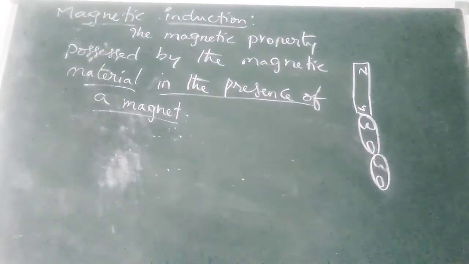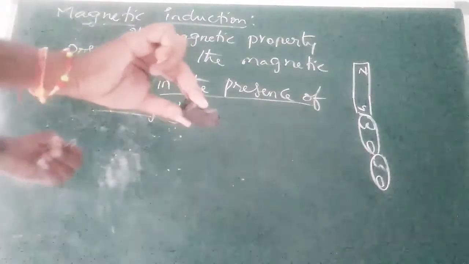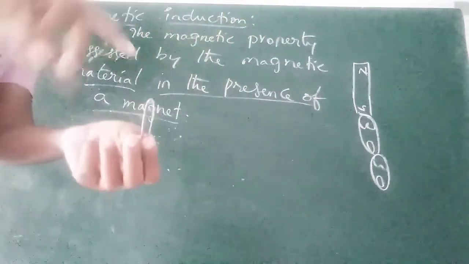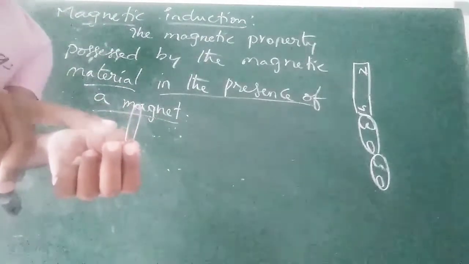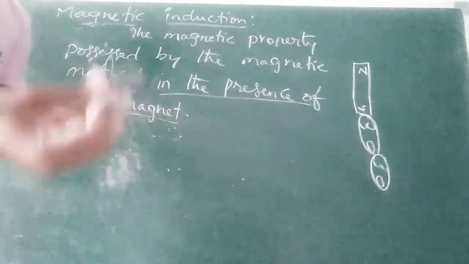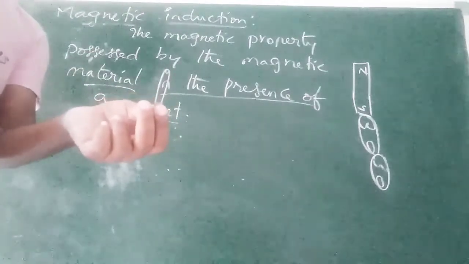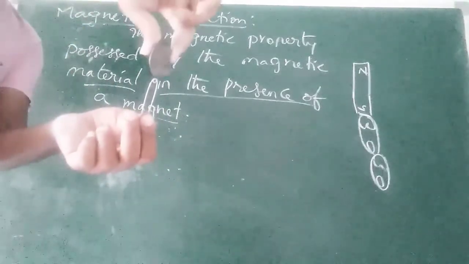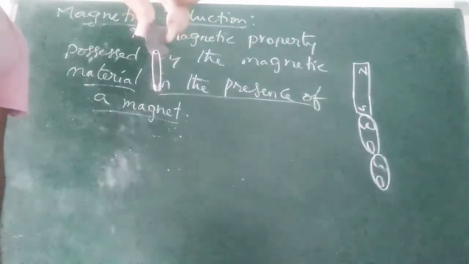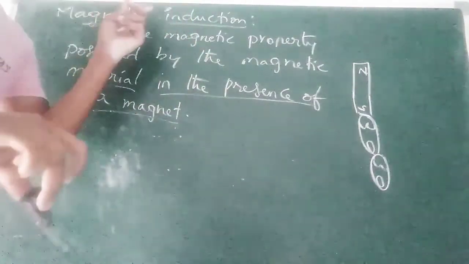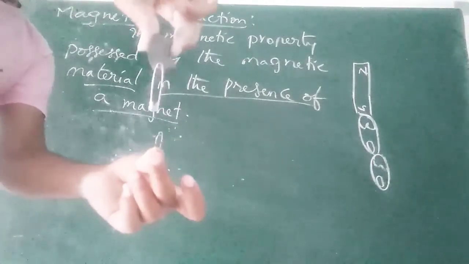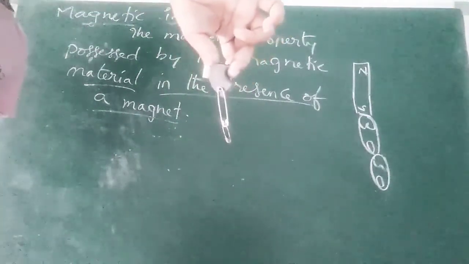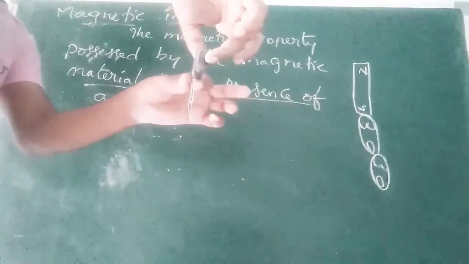Let's check. So it is the magnet, and it is the magnetic material, and the magnetic material possesses magnetic property. What are the properties that this magnet contains? All the properties this magnetic material also contains. The magnetic property possessed by the magnetic material when in the presence of a magnet, and this process is nothing but magnetic induction. It is a magnetic material. Let's check whether it attracts or not. Right, it attracted. So it is nothing but magnetic induction.